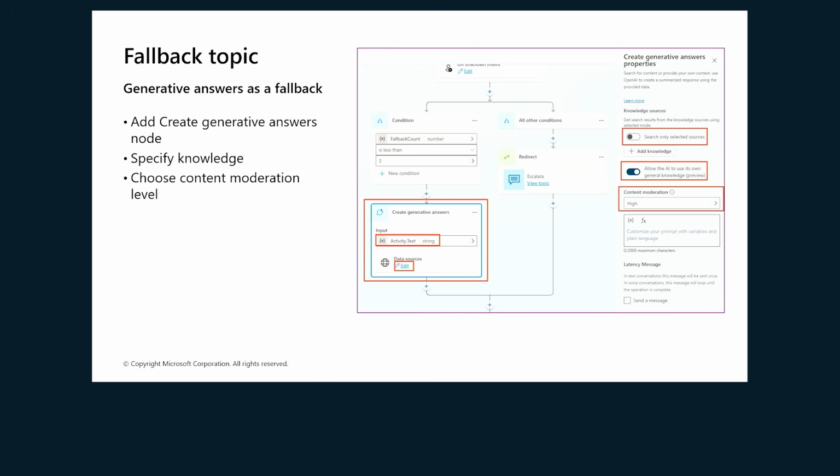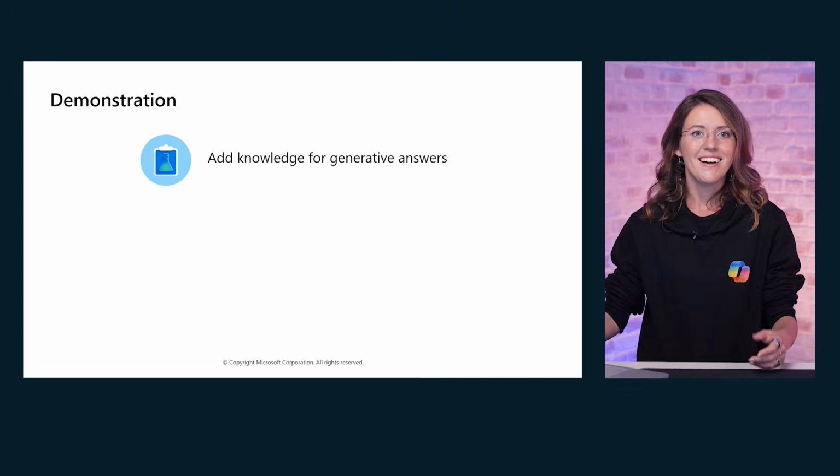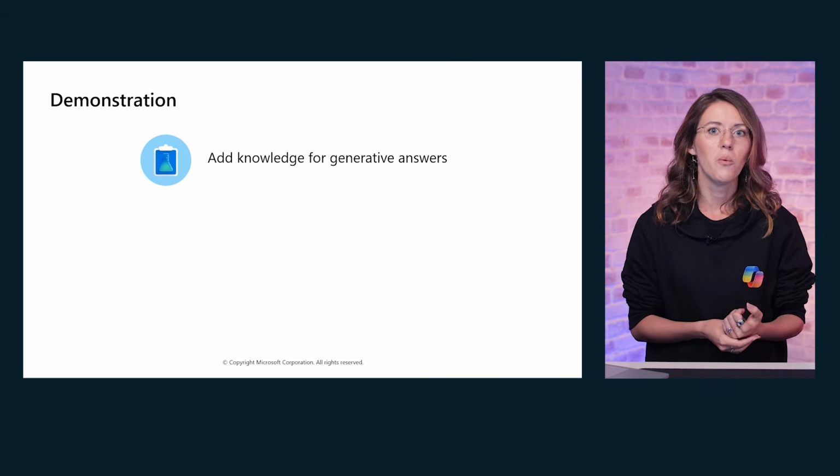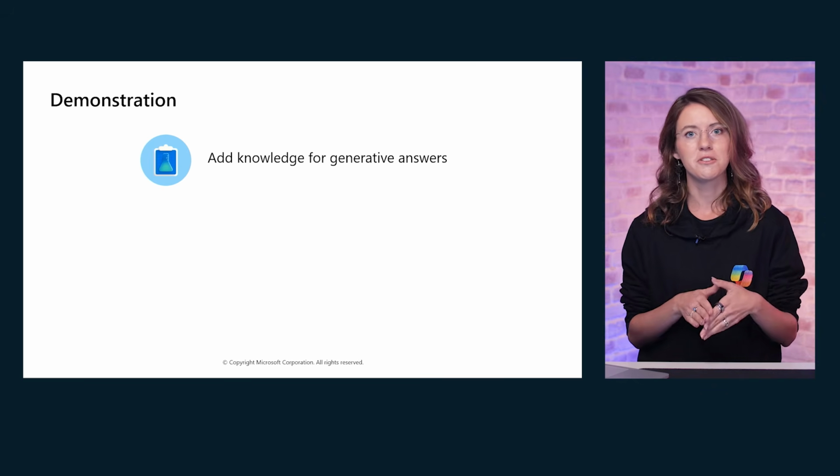If that still doesn't work, the system switches to the fallback system topic, which can escalate the query or redirect the user. To enhance this process, you can introduce a Create Generative Answers node. Define the knowledge sources it should use and select the appropriate content moderation level to ensure responses meet your standards. And to see it in our next demo, we'll add knowledge sources to support generative answers.